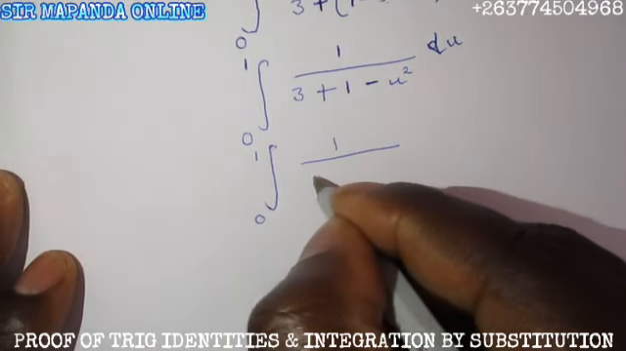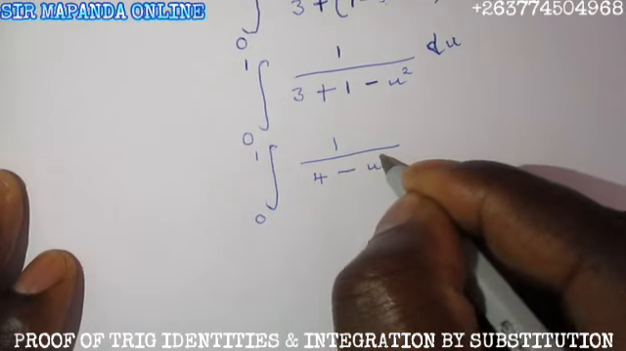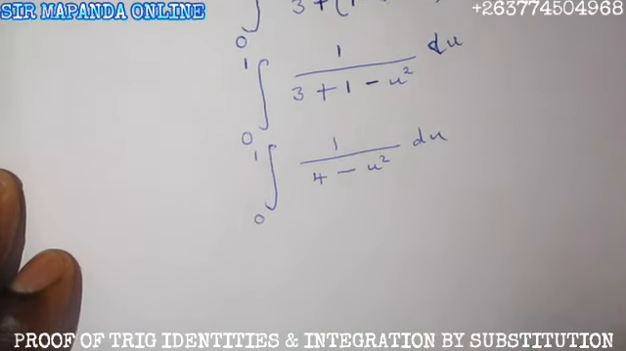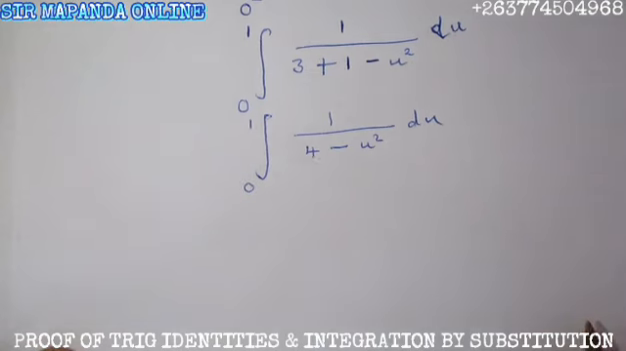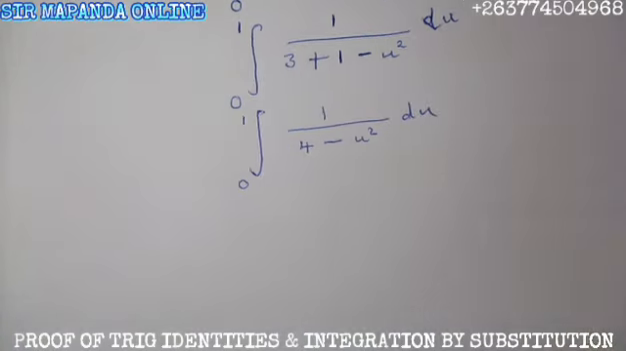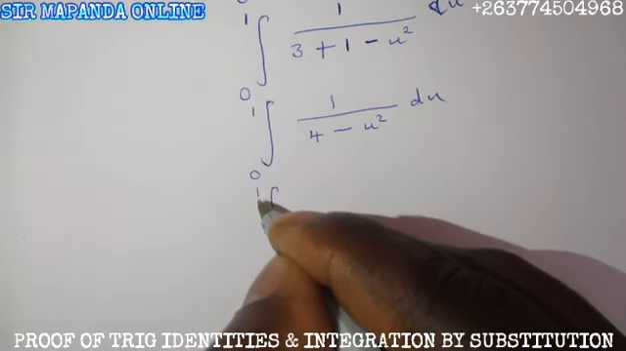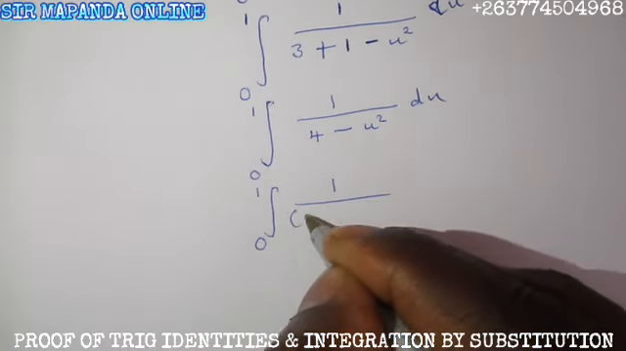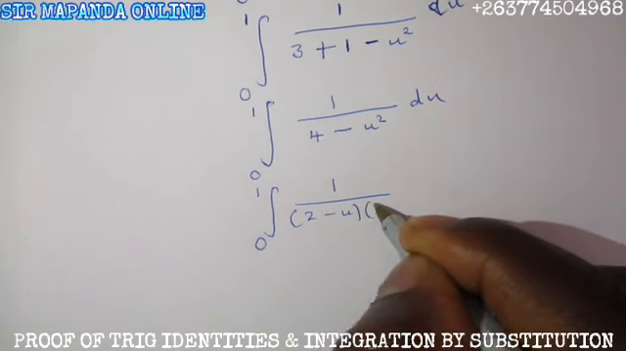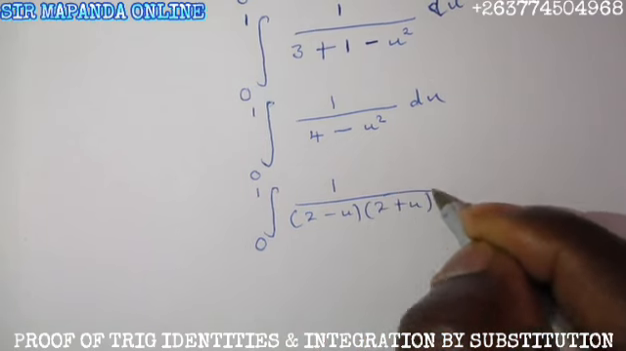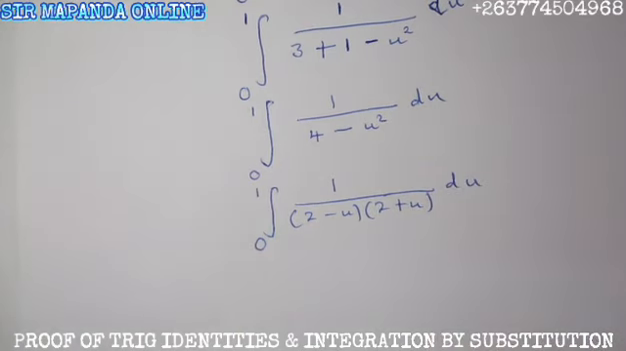3 plus 1, you get 4 minus u squared. Then you write du, something like this. 4 minus u squared can be written as 2 minus u, 2 plus u, using difference of 2 squares. So we now have 1 over 2 minus u, 2 plus u. In order to factorize this, we can first of all partialize it.